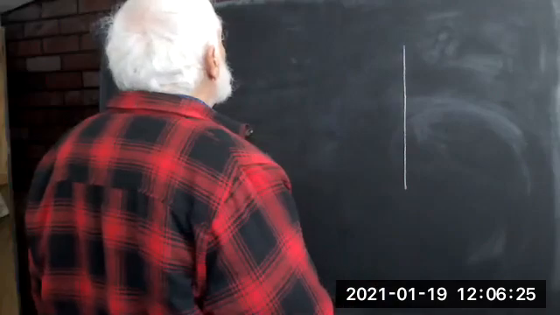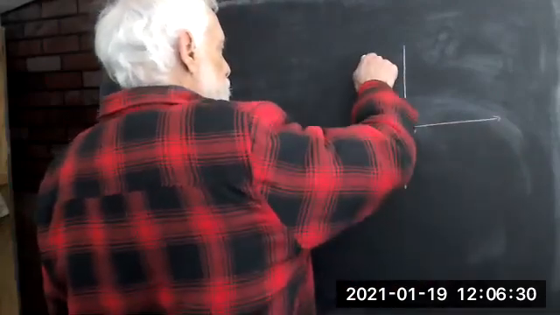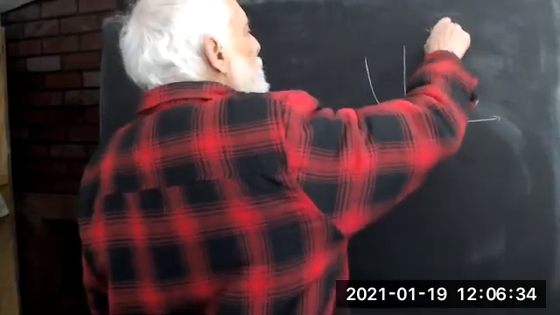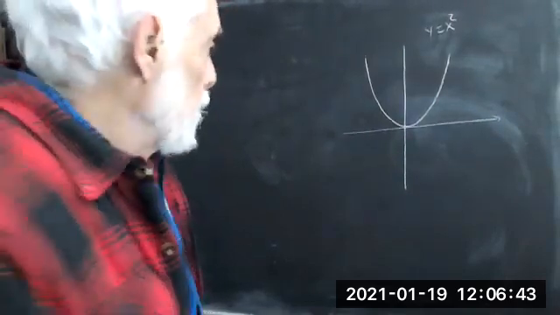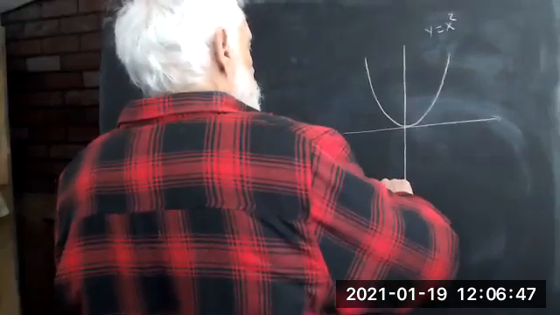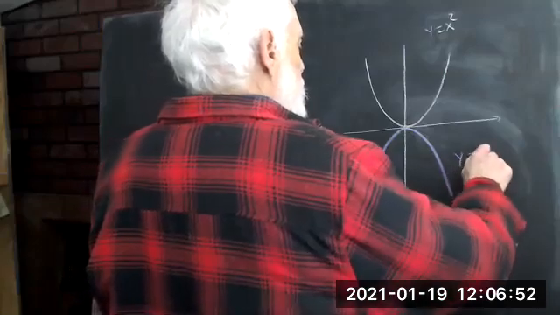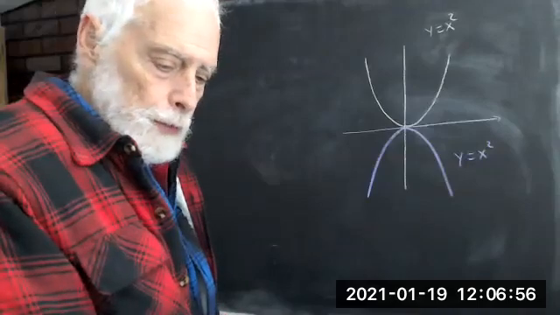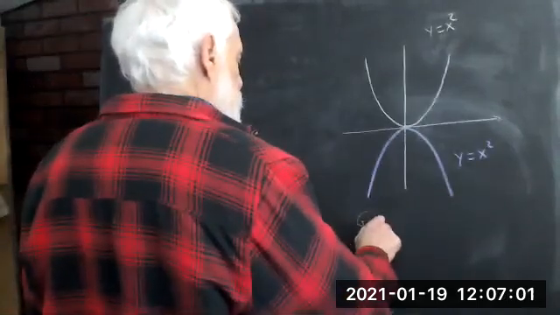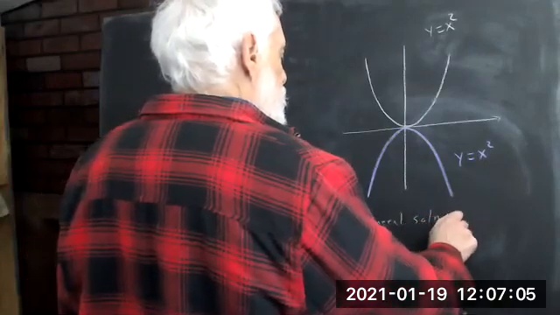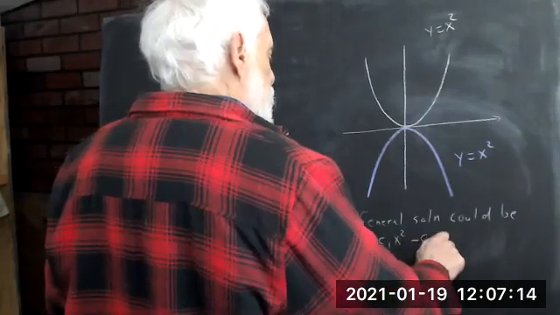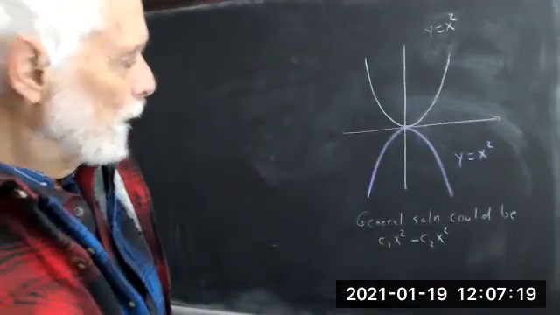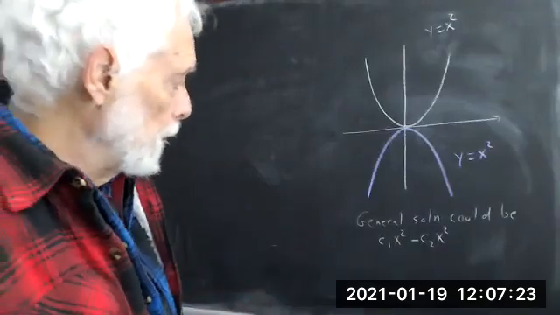Let's just say that you have two solutions to an equation. One solution being y equals x squared, and the other being y equals negative x squared, so that your general solution could be c1 x squared minus c2 x squared. Now that's really just an arbitrary multiple of x squared, so this is not a great example.